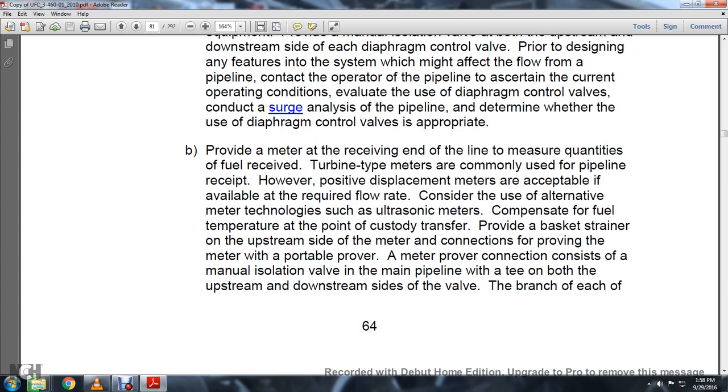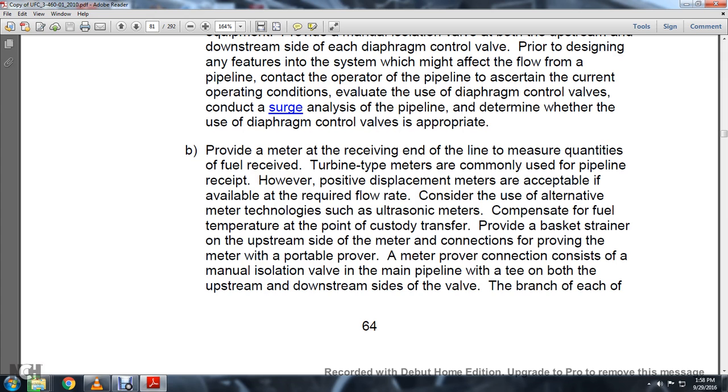Provide a meter with the receiving end line with the measure of the quantities of fuel received. The turbine type of meters are commonly used for the pipeline receipt. However, positive displacement meters are acceptable if available for the required flow rate. Consider the use of alternative meter technology such as ultrasonic meters compensated for the fuel temperature at the point of the custody transfer.